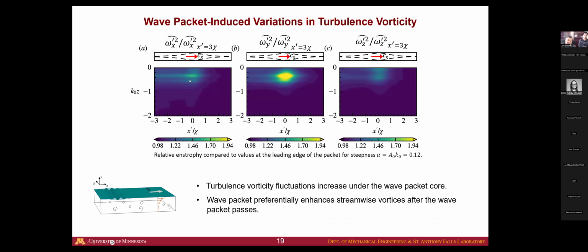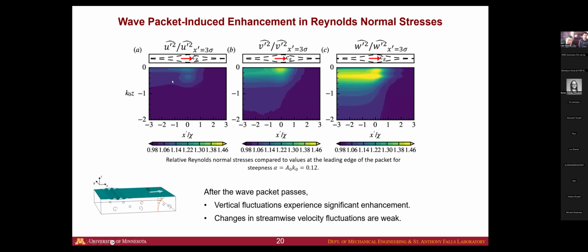This, for example, is about the effect of a wave group on the vorticity components. X is streamwise vorticity, Y is spanwise, and Z is vertical vorticity. We can see that after the wave group passes, behind it the streamwise vortices got enhanced. That is a persistent, long-lasting effect, just like Langmuir circulations. So that illustrates that process.